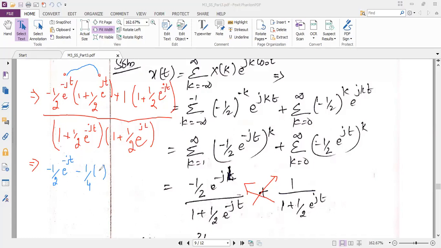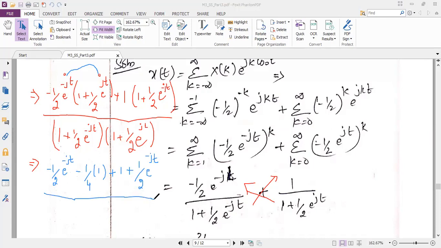It is just 1. Very good. It is just 1. Then plus 1 plus 1 by 2 e power minus jt. Tell me, still in the numerator, can we cancel any terms? Just check it. Can we cancel any terms?